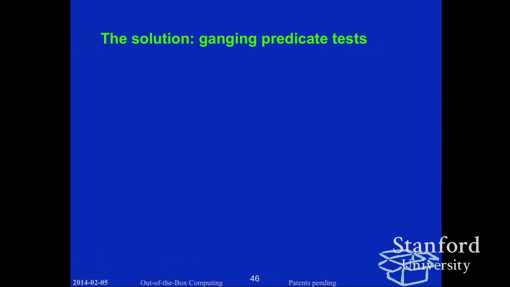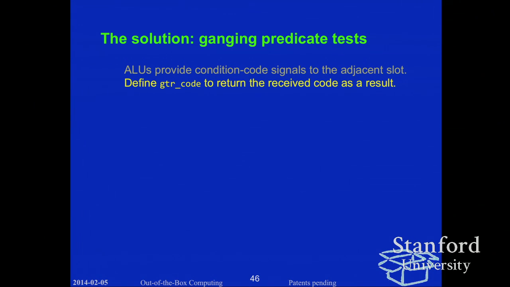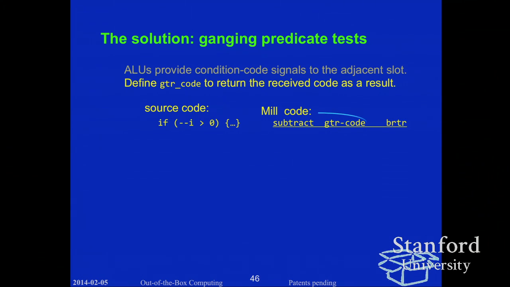Solution: we gang a predicate. The ALUs unconditionally and always provide what would be a condition code set horizontally to the adjacent slot. Then we define one operation, greater code, which reads the greater bit and returns it as a bool. This is our source code. That is our Mill code. The underscore means it's all one instruction.